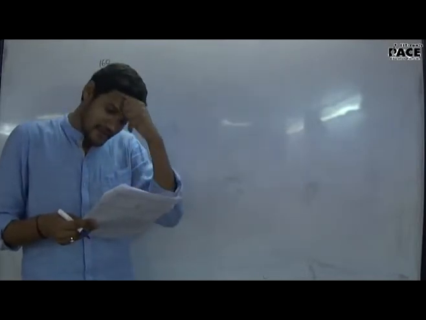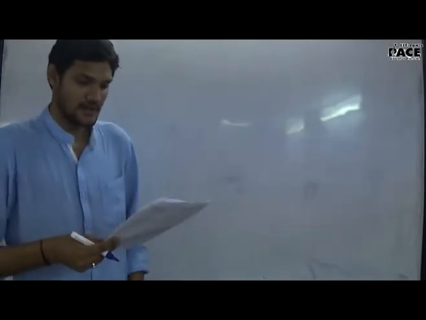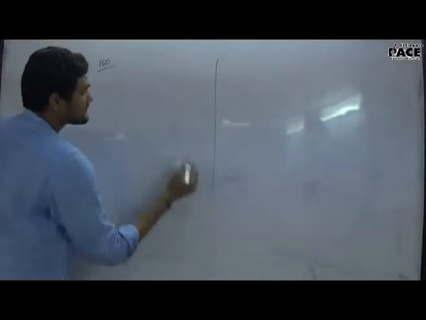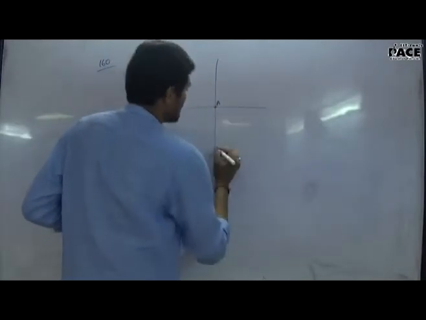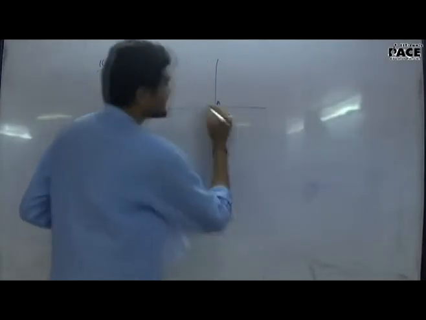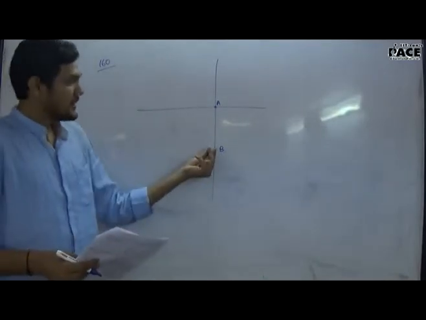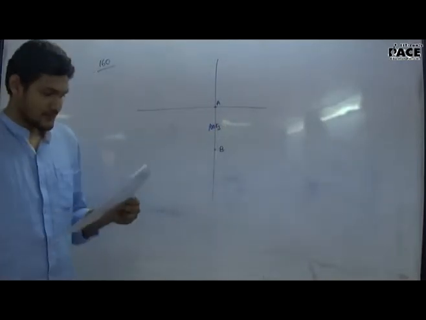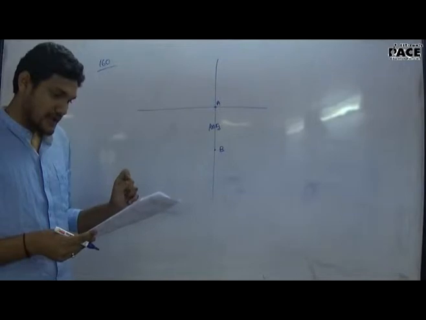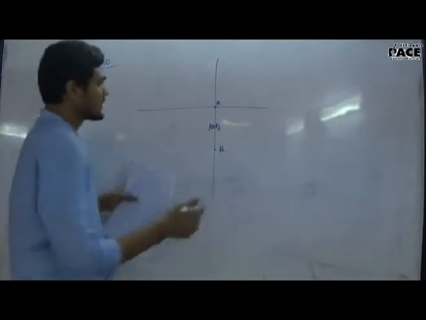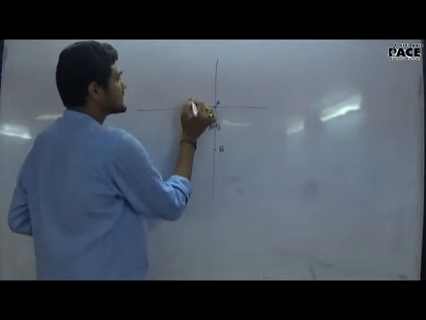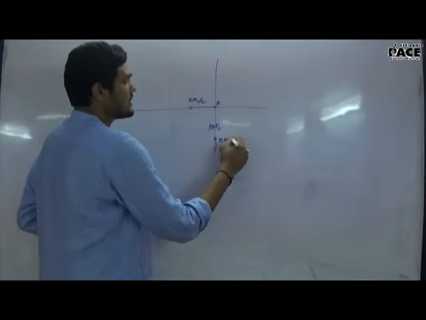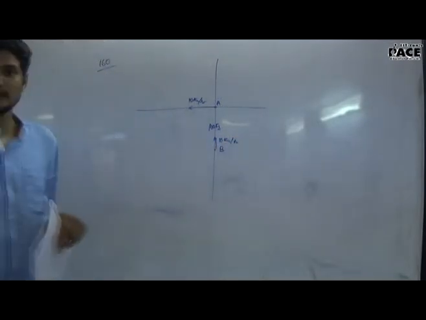A ship A is moving westwards with a speed of 10 km per hour, and ship B, 100 km south of A, is moving northwards. First, spot the position of ship A and ship B. Let's call the ship A starts from the origin. So ship B starts from 100 km south of A. A moves along west with 10 km per hour, and B moves along north with 10 km per hour. So we'll solve this question.